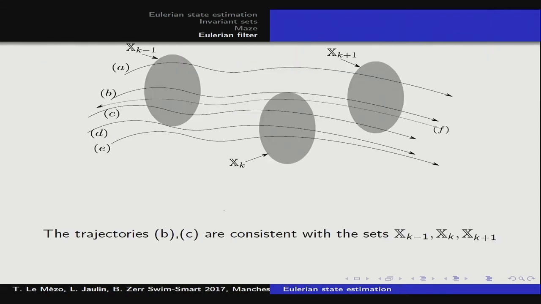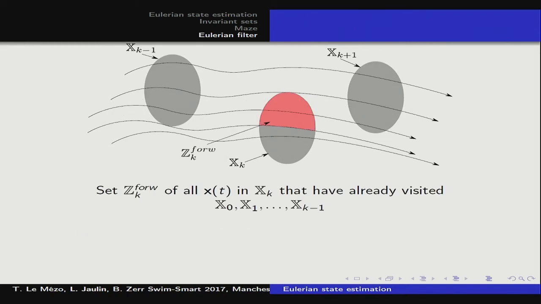So I have a representation here. First I have some evolution, some trajectory. This trajectory visits xk minus 1, xk plus 1, but not xk, or maybe later. So I do not respect the order, so this trajectory is not good. Okay. The trajectory B is good. The trajectory F is not good because it is in the wrong sense. The trajectory C is also good, and so on. Okay, so you understand which one is a good one.